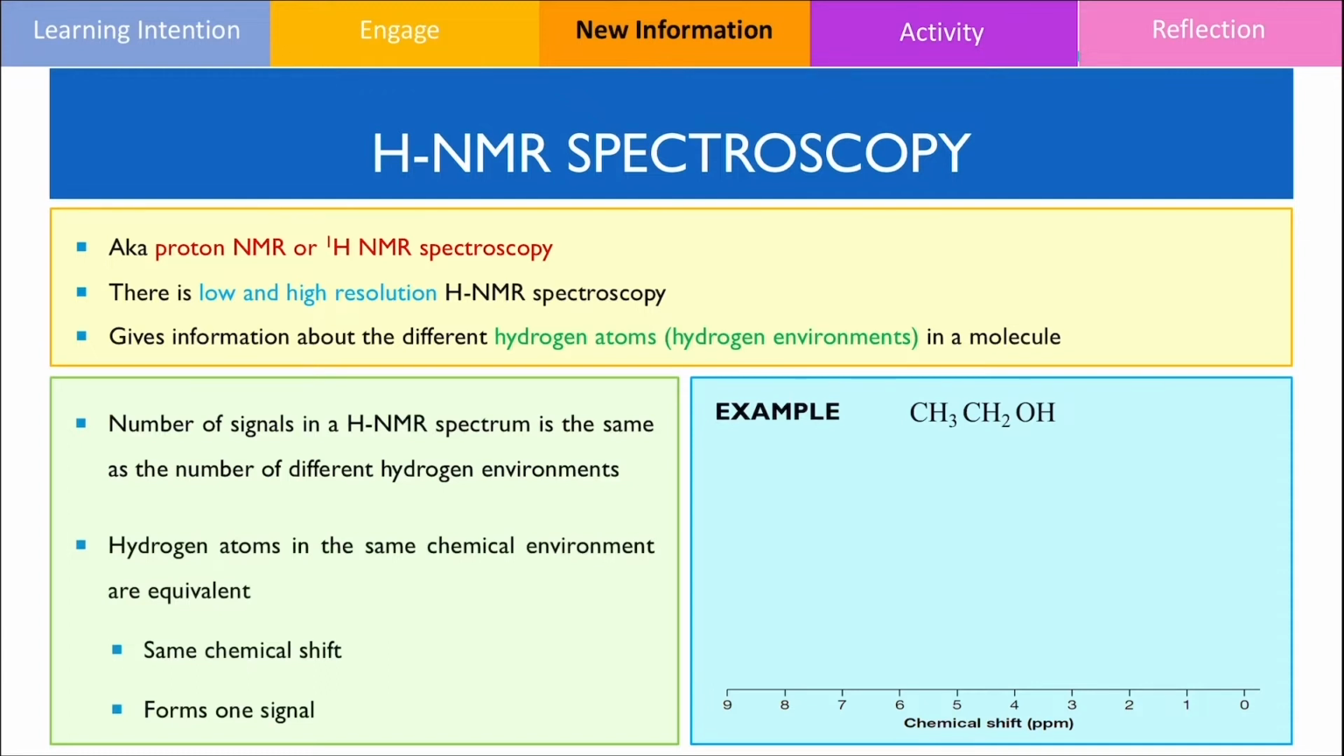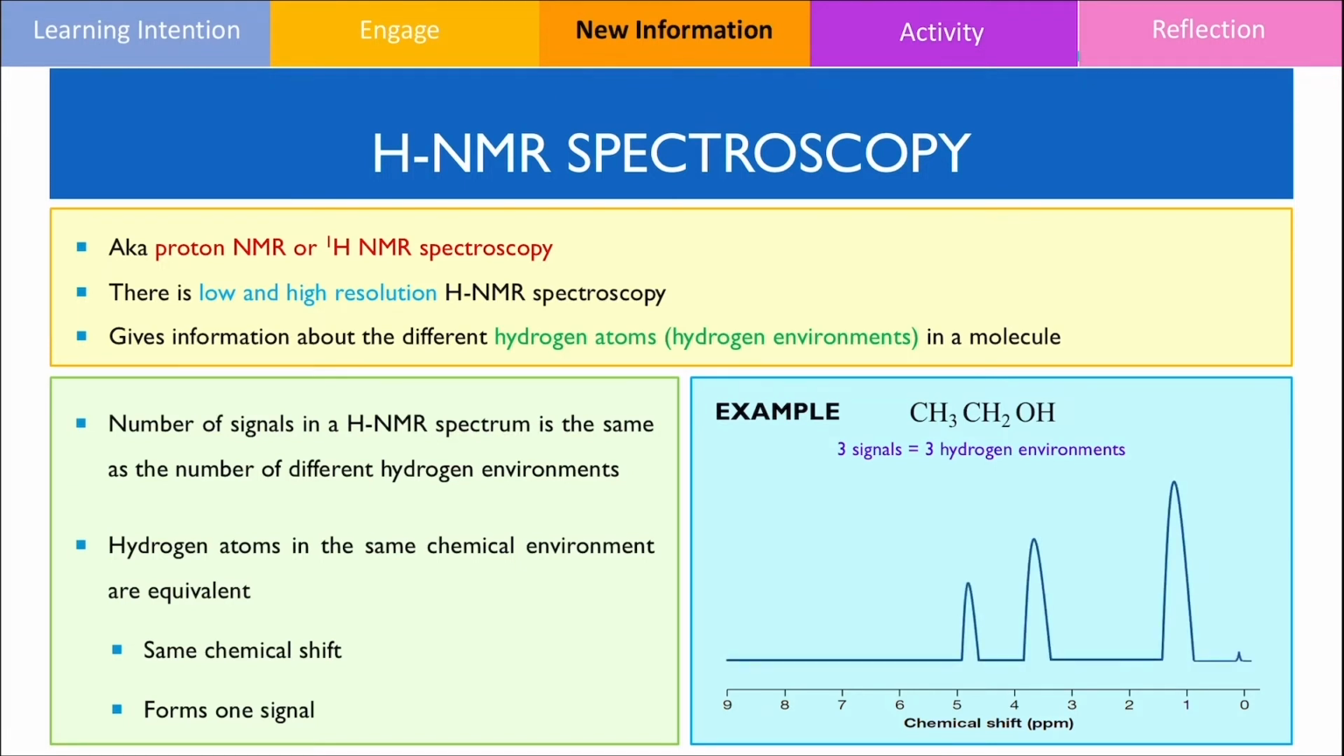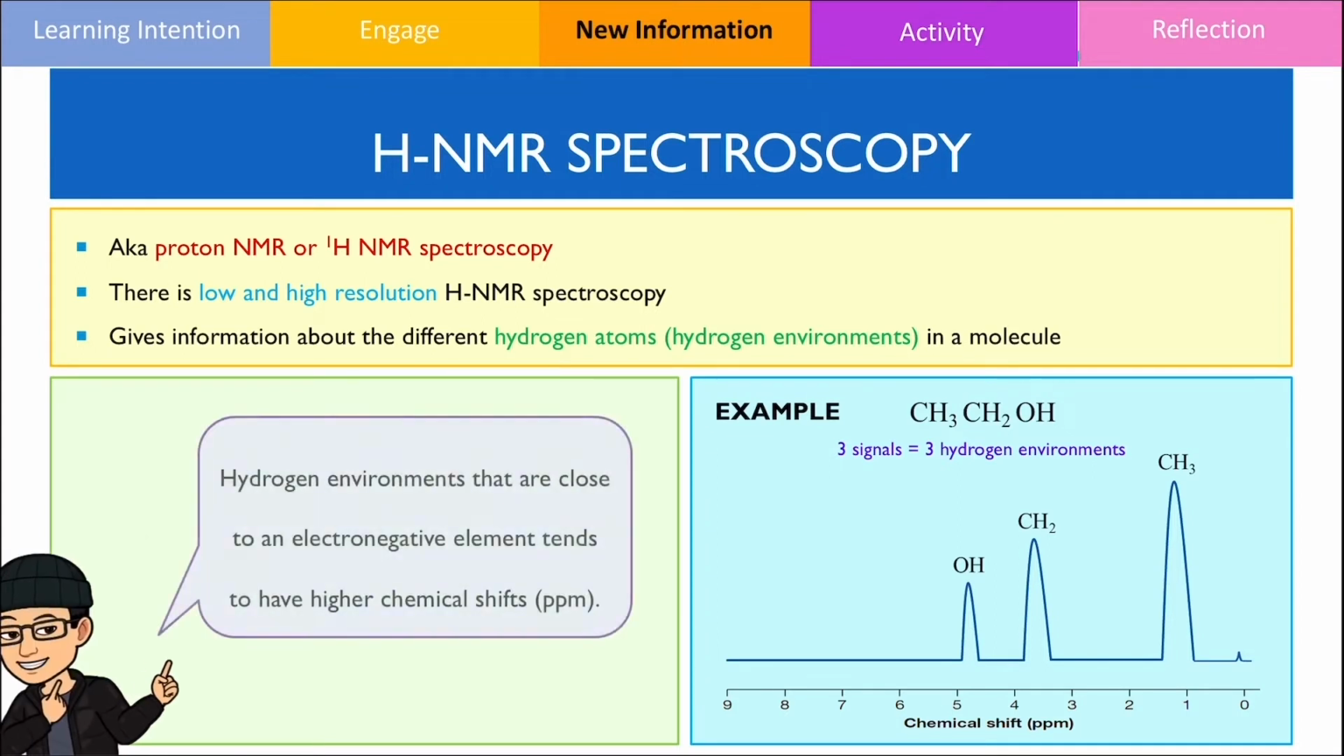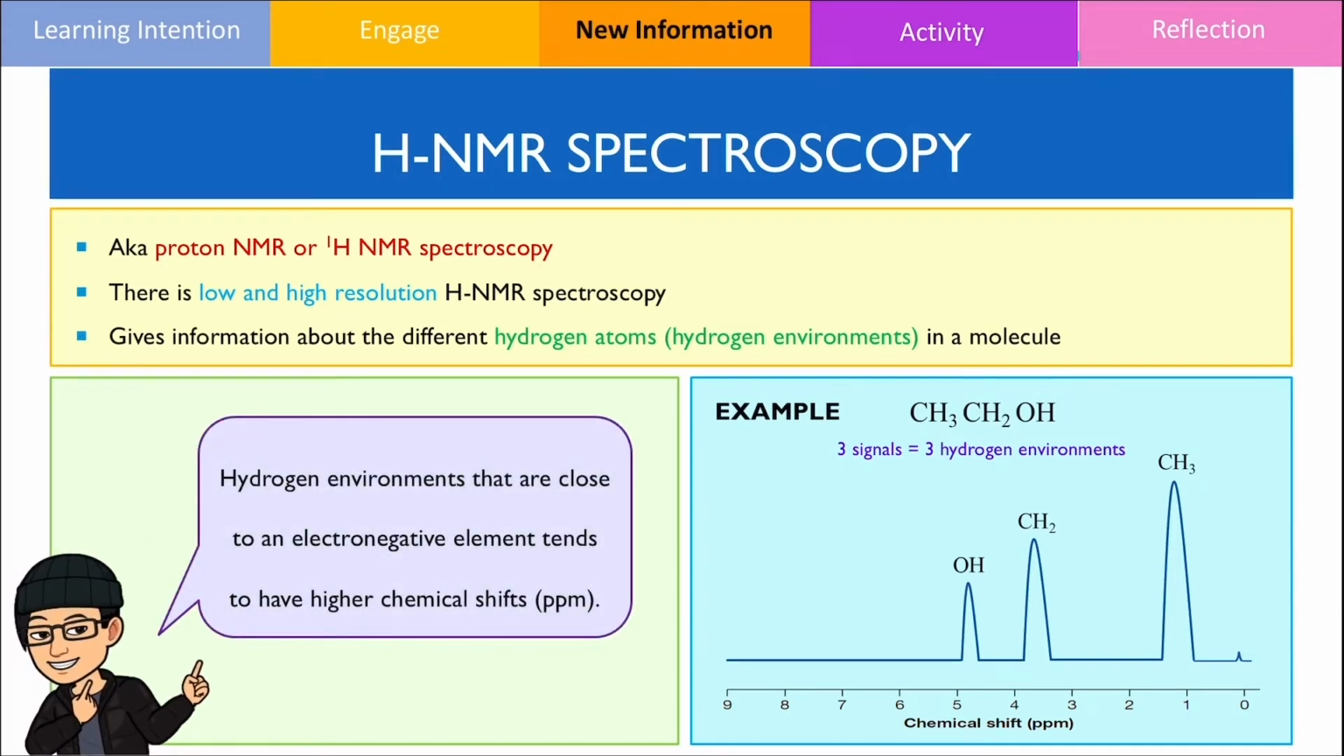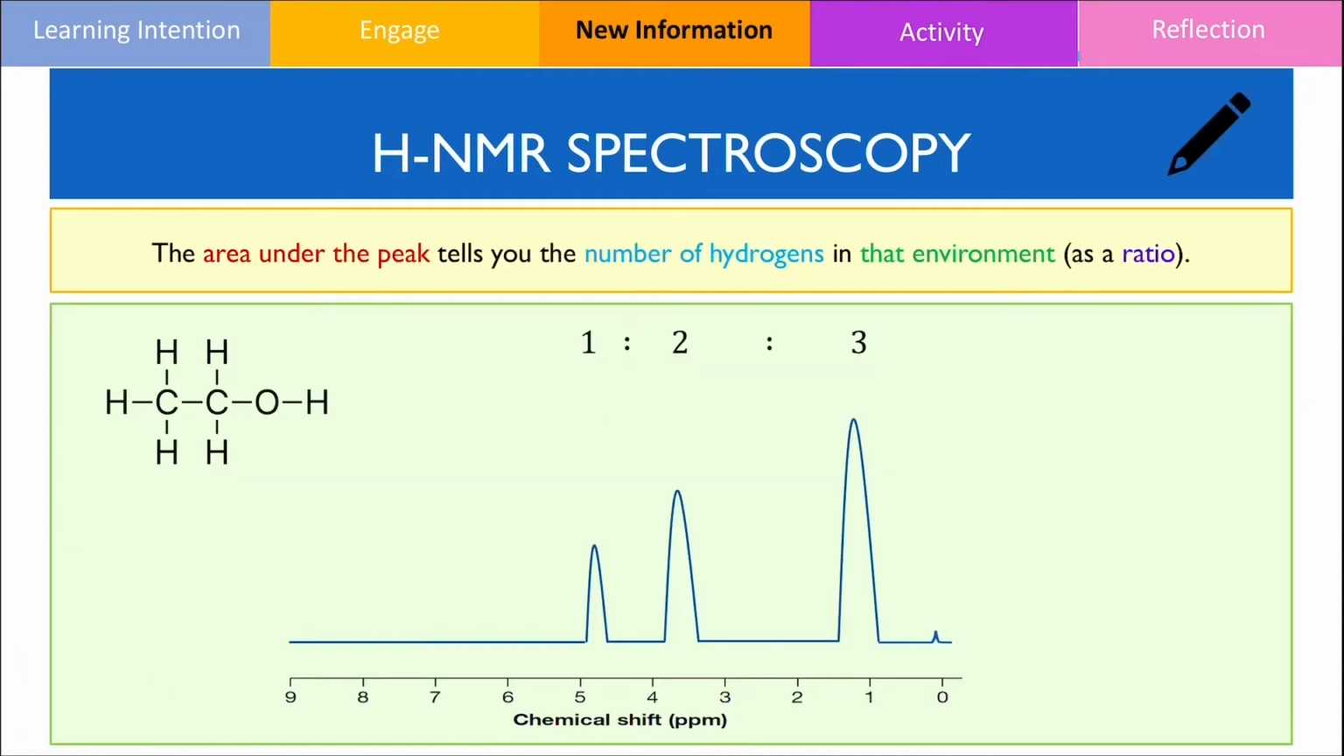Let's use ethanol as an example. If we were to predict the number of hydrogen environments present, we should expect 3 hydrogen environments. The following low-resolution HNMR spectrum of ethanol also displays 3 signals, which is consistent with our prediction. I would like to add that hydrogens that are closer to an electronegative element, such as oxygen, tend to have higher chemical shifts. The NMR spectrum will also tell us the area under each peak.